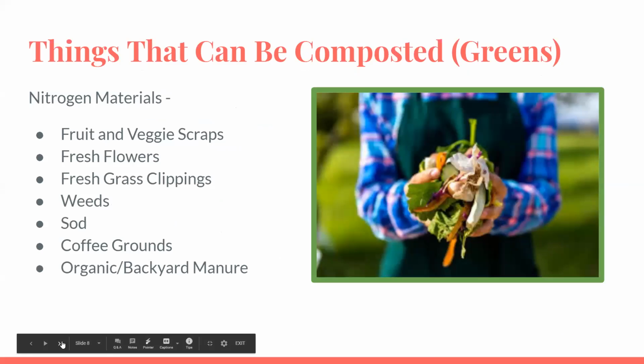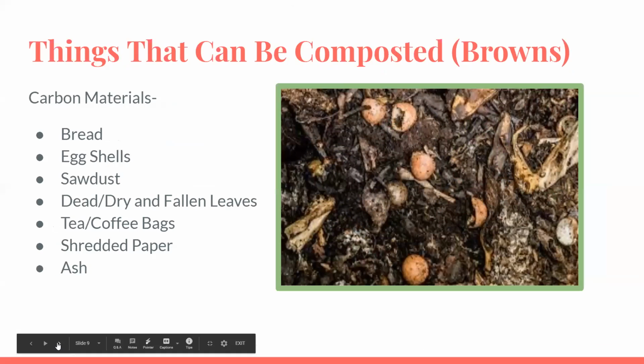Things that can be composted. Greens, also known as nitrogen materials. A few examples of these include fruit and veggie scraps, fresh flowers, fresh grass clippings, weeds, sod, coffee grounds, and organic backyard manure.